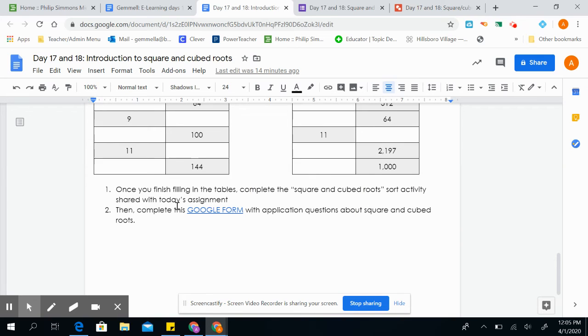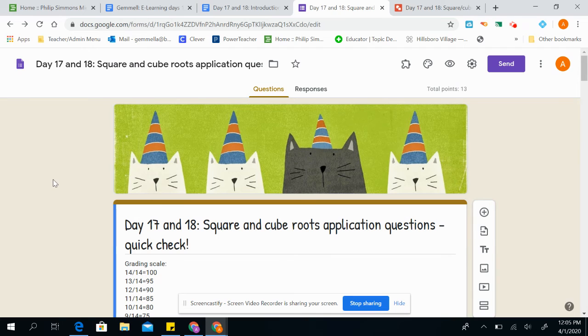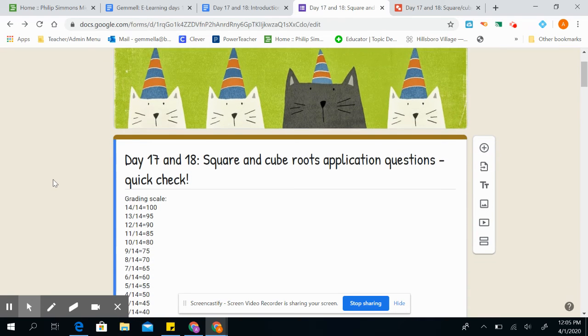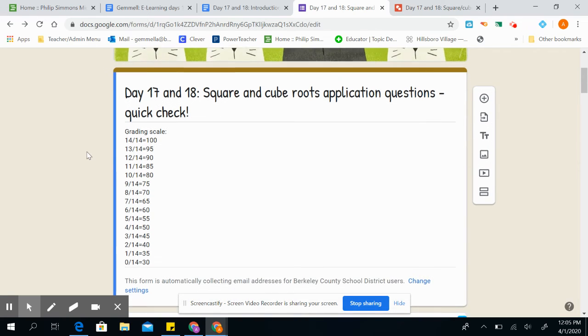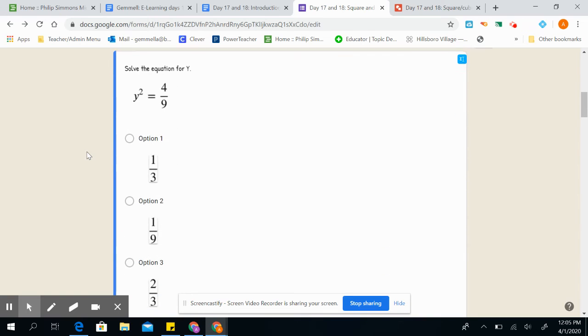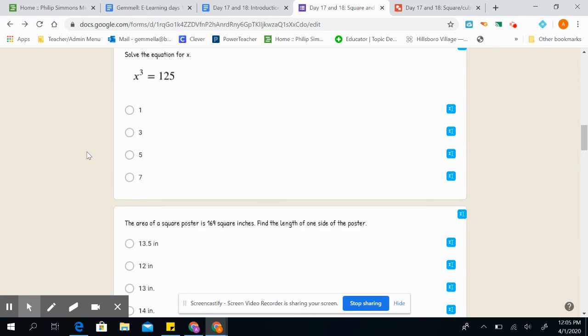And the last thing you need to do is complete this Google form with application questions about square and cubed roots. So the Google form is linked here as well as attached to today's assignment. Now, these are not going to be as straightforward. The purpose of this form is to take what you know about square and cubed roots and apply it to more higher order thinking problems. When you come to the form, you will see your grading scale. That way you know what grade will be put in the grade book depending on how many you get correct or incorrect. And just solve the problems.